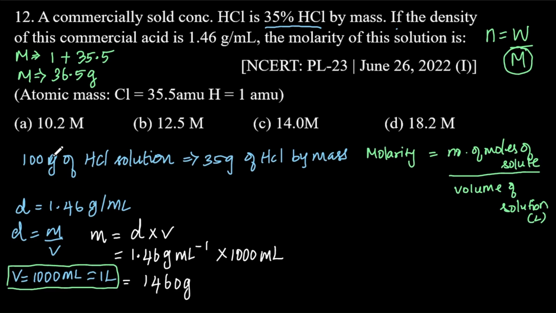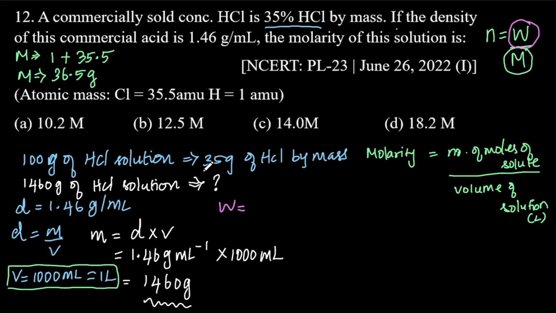Now already in question it is given that 100 grams of HCl solution contains 35 gram of HCl by mass. Now we have got 1460 gram, so we can compare this with the first equation. In first equation we are having 100 grams of HCl solution contains 35 gram of HCl by mass. Now 1460 gram of HCl solution contains how much grams of HCl? So we can just cross multiply. When we cross multiply, we get the mass of HCl, that is this W value. So W is equal to 35 into 1460 whole divided by 100.